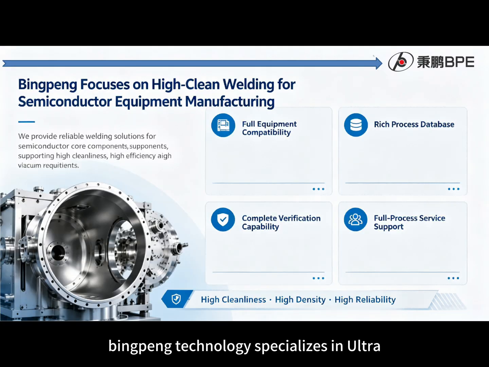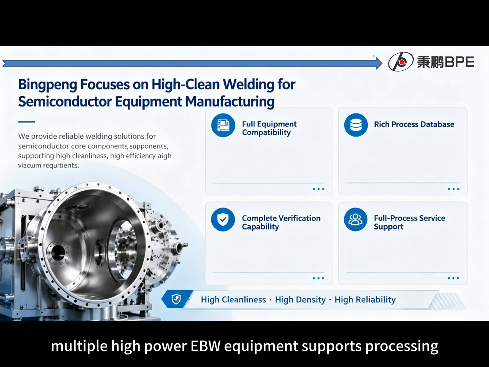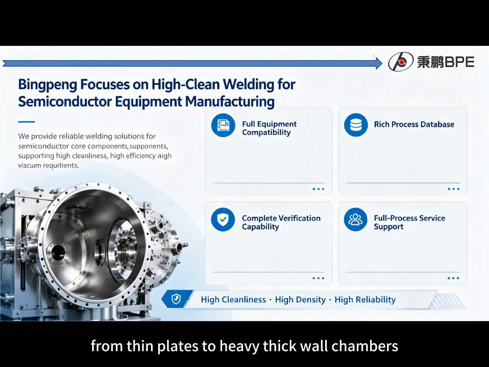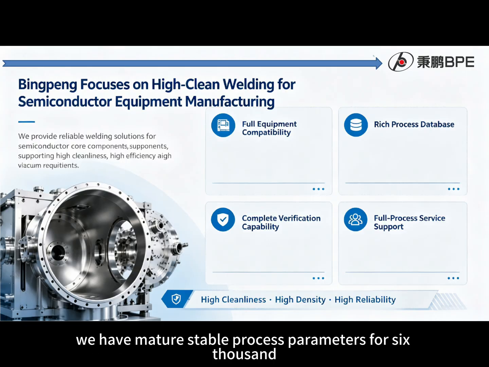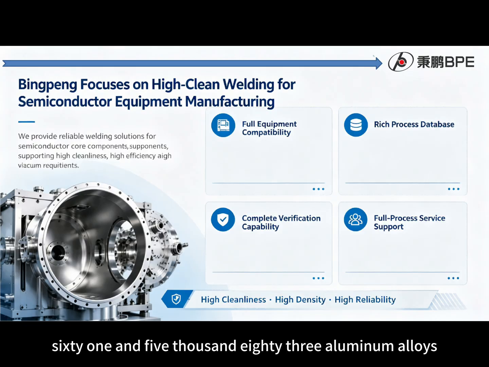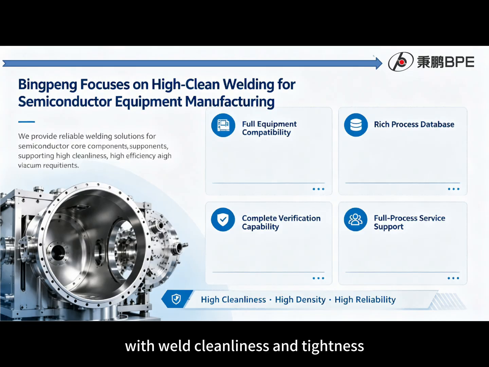Bingpeng Technology specializes in ultra-clean vacuum EBW for semiconductors. Multiple high-power EBW equipment supports processing from thin plates to heavy thick wall chambers. We have mature stable process parameters for 6061 and 5083 aluminum alloys, with weld cleanliness and tightness meeting high-end equipment criteria. Our in-house full inspection laboratory provides one-stop services including sample development, trial production, and mass delivery under standardized clean manufacturing.